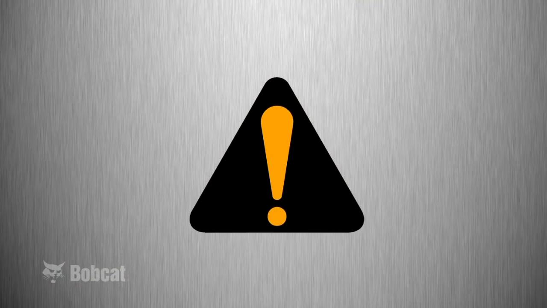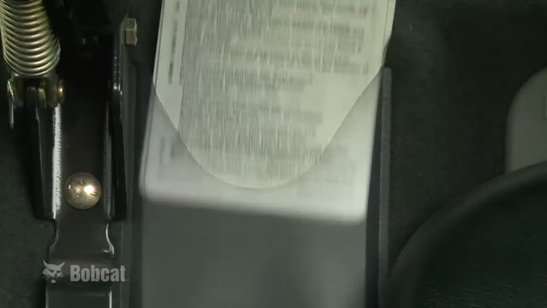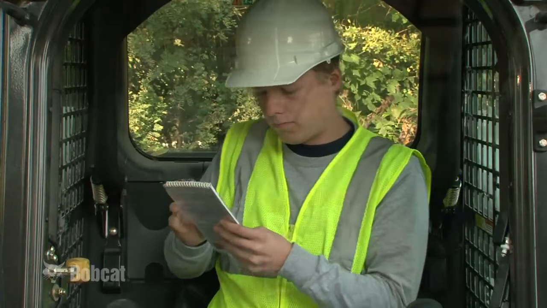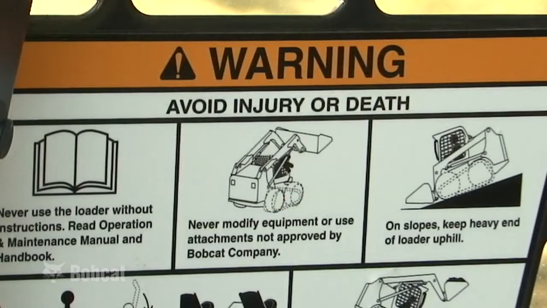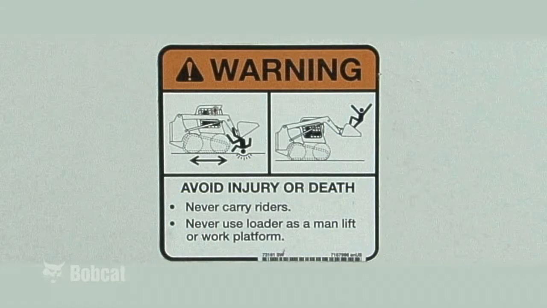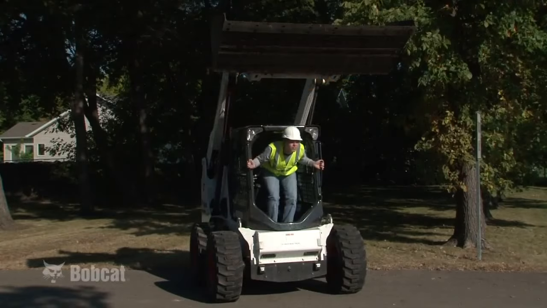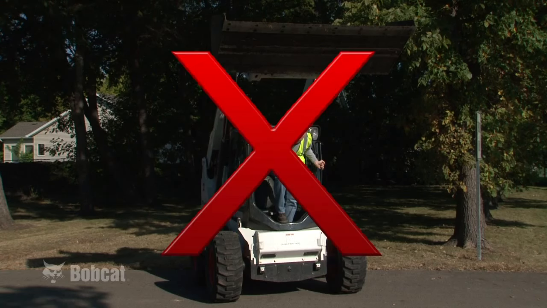You will see this safety alert symbol throughout the presentation, as well as in various manuals, the Bobcat Operator's Handbook, and on machine safety signs. It identifies important safety messages. When you see it, be alert to the possibility of serious injury or death. Always follow the instructions in the safety message. This symbol points out actions you should avoid to reduce the potential for injury.